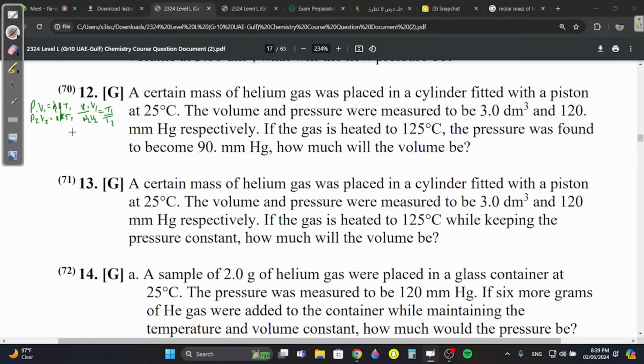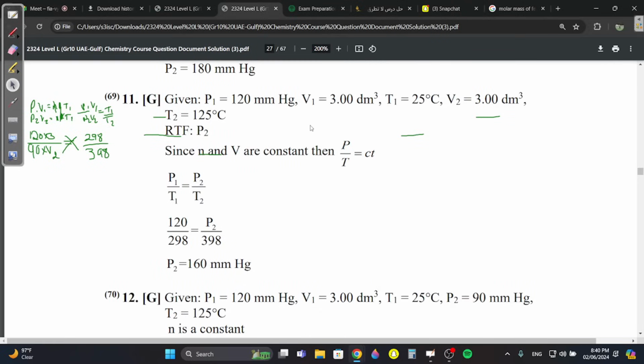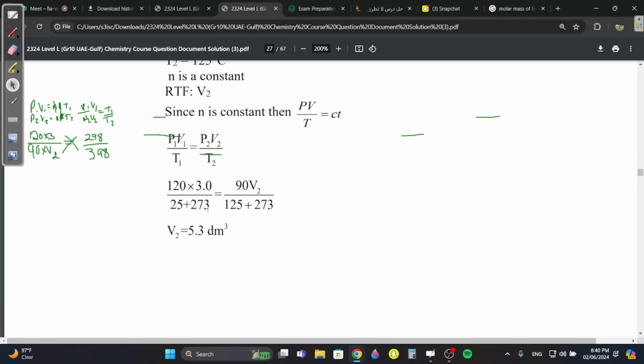P1 I think is 120 mmHg, times V1. Volume 1 was 3 dm cubed, over P2, which is 90. We're trying to find V2. T1 is 25 degrees, in Kelvin that would be 298 because you add 273. And then T2 is 125 plus 273, that will be 398. Cross multiply, you should get, what do you get? 5.3. Yeah, 90 V2.